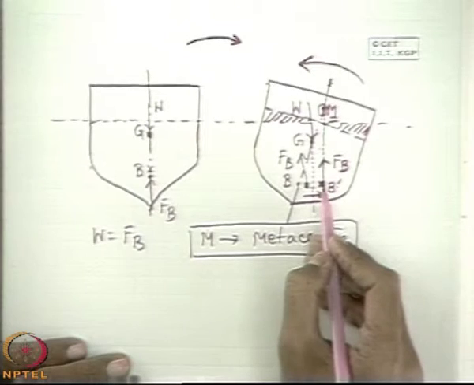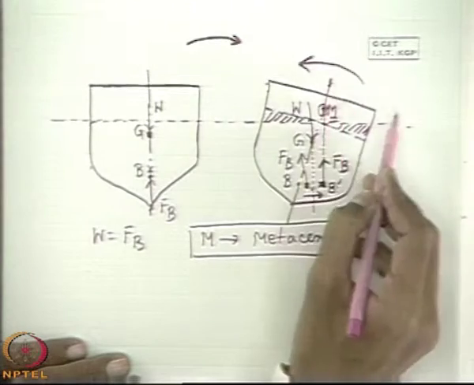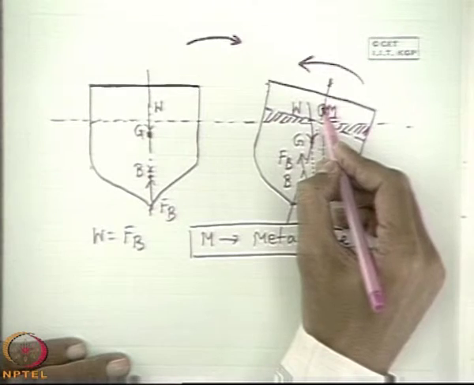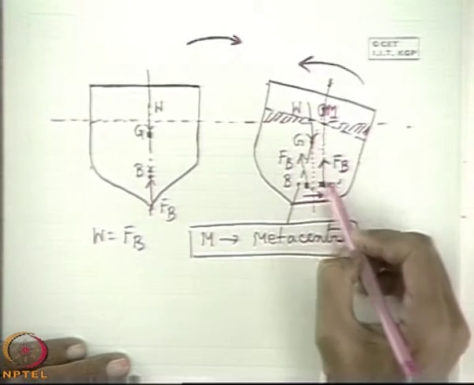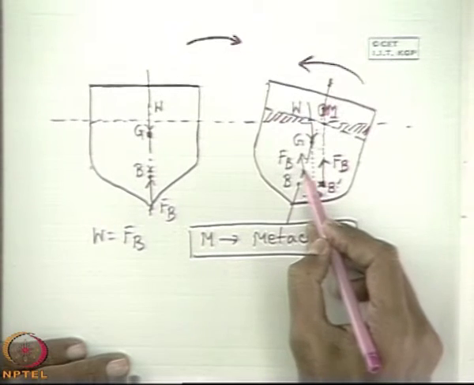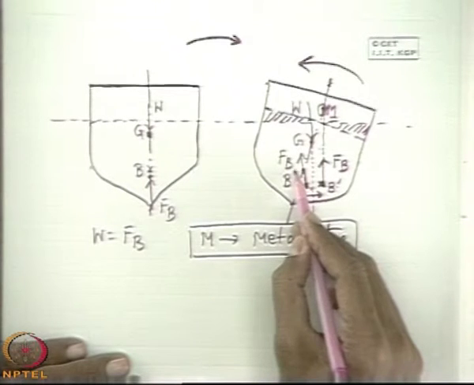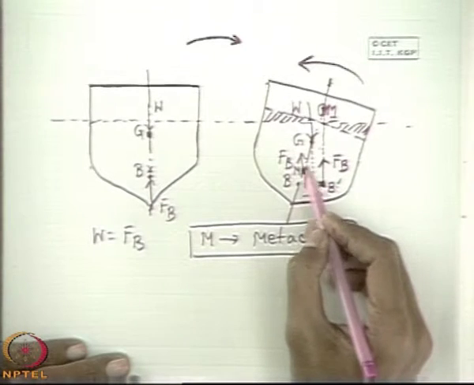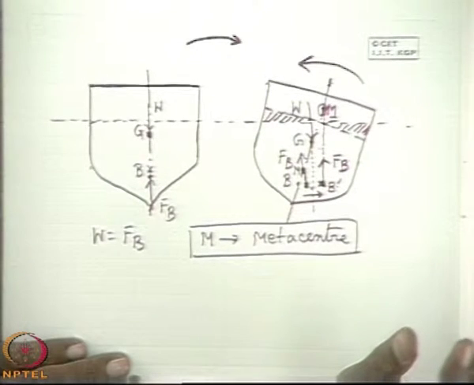Now, the way we appreciated that if B crosses this vertical line in the direction of the heel, then it will give a restoring moment, otherwise an overturning moment, can be told with respect to this very important point, the metacenter. If the metacenter is above the center of gravity, as in this case, then the body is in stable equilibrium. And if the metacenter is below, the vertical line will intersect at a point M which is below G. That means when the metacenter is below G, the body is not in stable equilibrium.